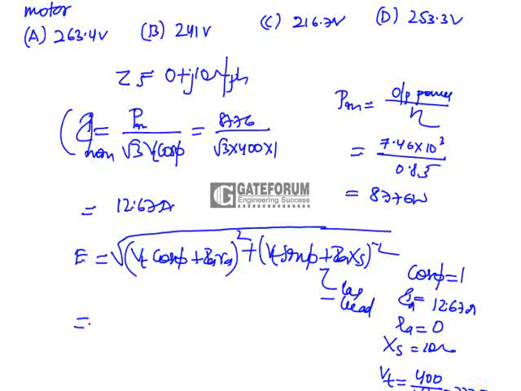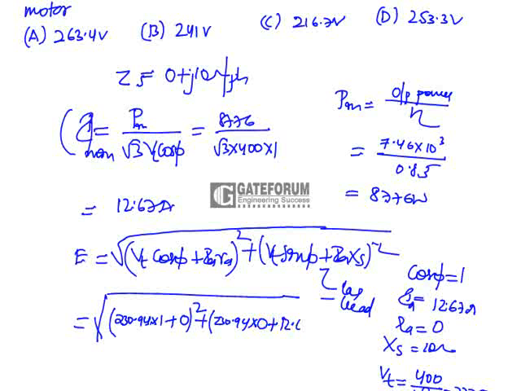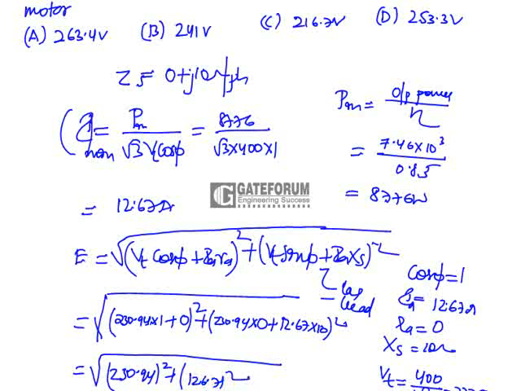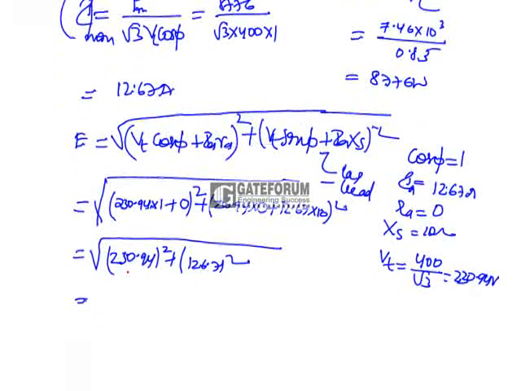VT is given from the line voltage of 400, so 400 by root 3, this is 230.94 volts. So the EMF induced is the square root of 230.94 into cos phi, which is 1, plus IA RA which is 0, whole square, plus 230.94 into sin phi which is 0, plus 12.67 into XS which is 10 ohms, whole square. So this is equal to 230.94 whole square plus 12.67 into 10, which is 126.7, whole square. So this is equal to 263.4 volts. Option A is the correct answer.